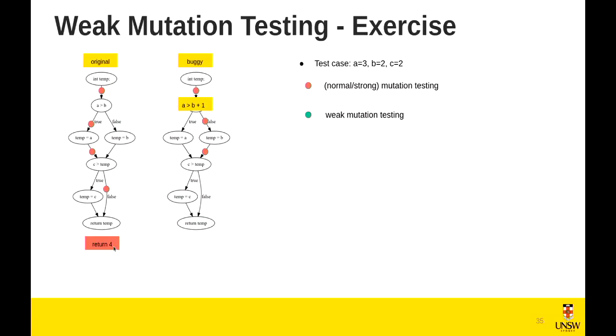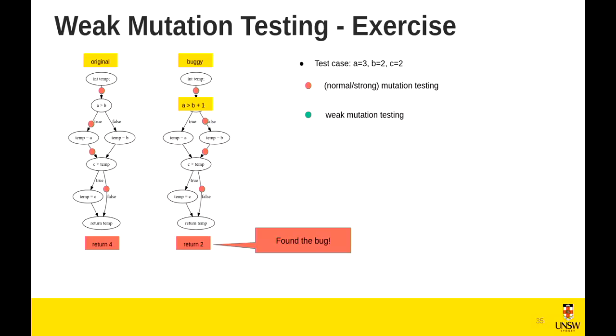And we need to run this test case with the buggy program. If we run it with the buggy program, A is not larger than 2 plus 1. So we take the false branch, and the value of temp becomes the value of B. The value of temp is 2, and C is also 2. 2 is not larger than 2, so we go to the false branch here and we will return 2. And this captures the bug. We can capture the bug by comparing the return values.